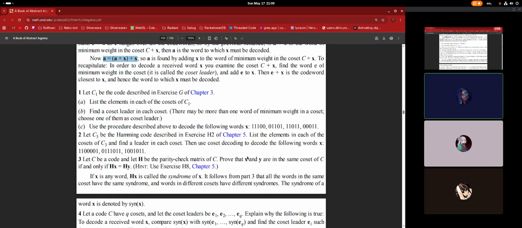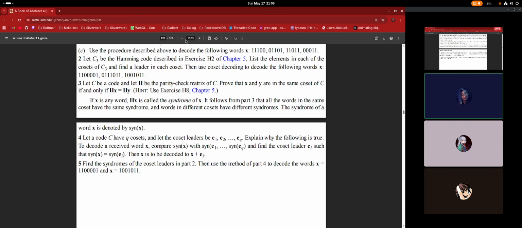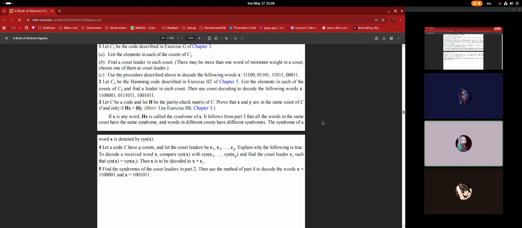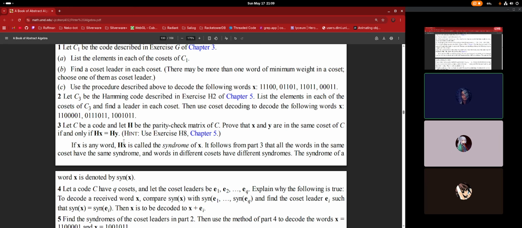Okay, then we have the list of exercises. Any comments on K? I like the fact that it introduces syndrome as a mathematical term. Yeah, that is weird, right? If X is any word, Hx is called the syndrome of X. It follows from part 3 that all the words in the same coset have the same syndrome.